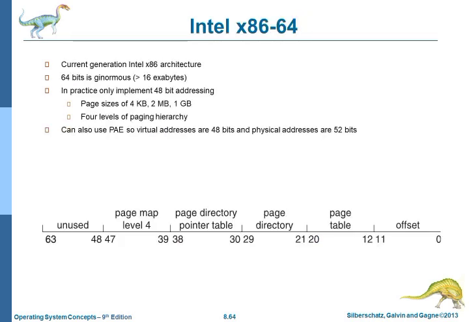Next, the Intel x86-64. This is the current generation Intel x86 architecture. The 64-bit address space is ginormous, greater than 16 exabytes. In practice, only 48-bit addressing is implemented, with page sizes of 4 kilobytes, 2 megabytes, and 1 gigabyte, and 4 levels of paging hierarchy. It can also use PAE, so virtual addresses are 48 bits and physical addresses are 52 bits.